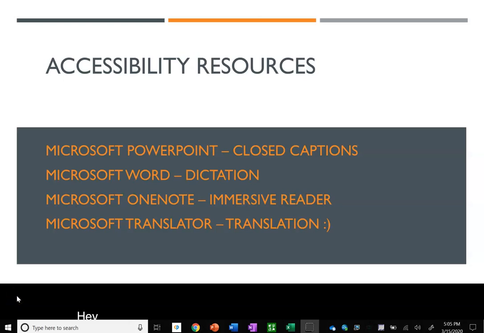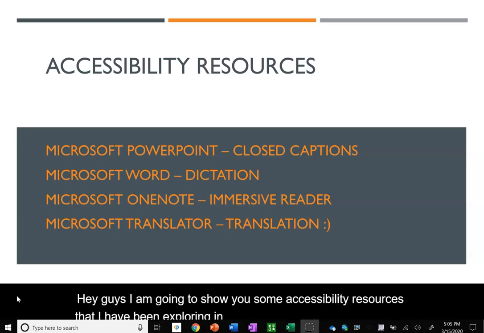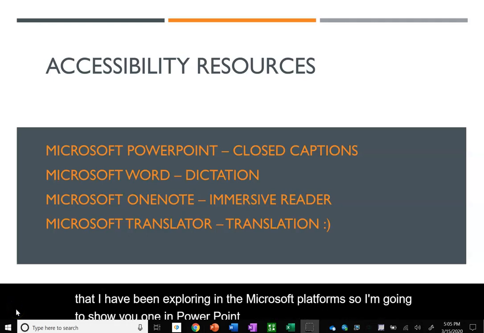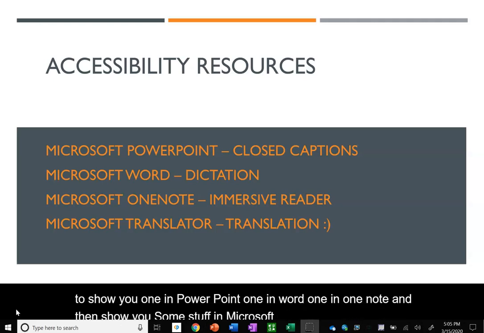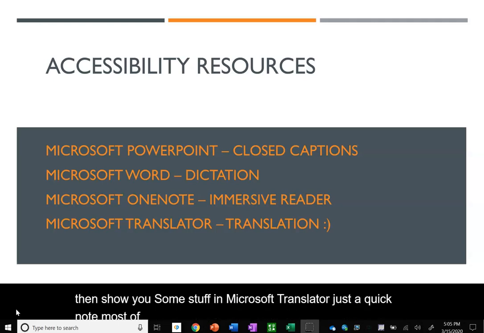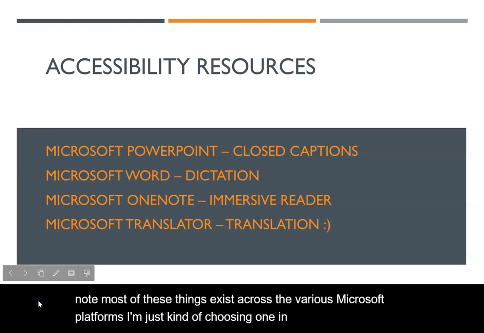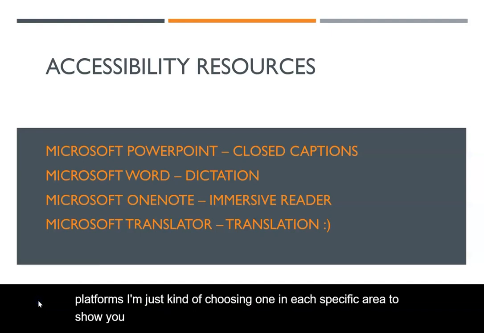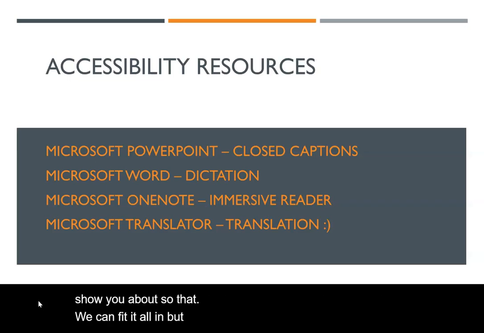Guys, I am going to show you some accessibility resources that I have been exploring in the Microsoft platforms. So I'm going to show you one in PowerPoint, one in Word, one in OneNote, and then show you some stuff in Microsoft Translator. Just a quick note, most of these things exist across the various Microsoft platforms. I'm just kind of choosing one in each specific area to show you about so that we can fit it all in. But the first one is actually already on your screen.